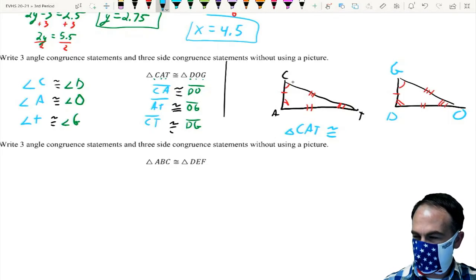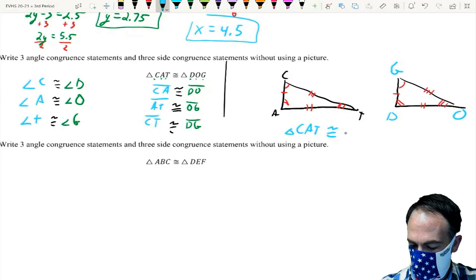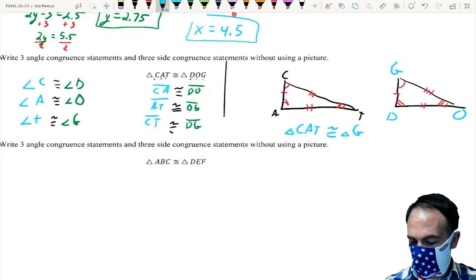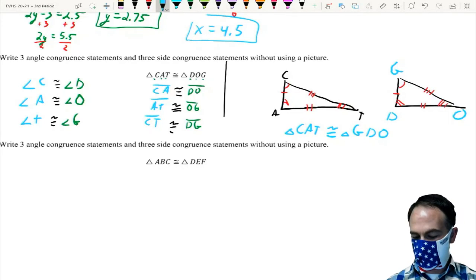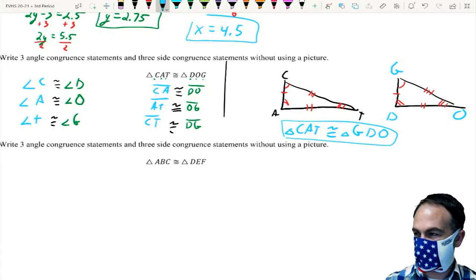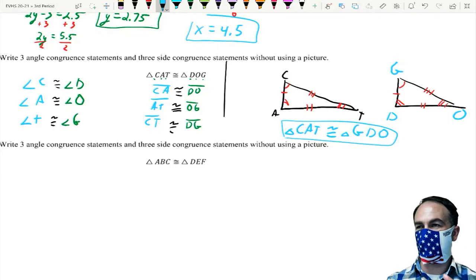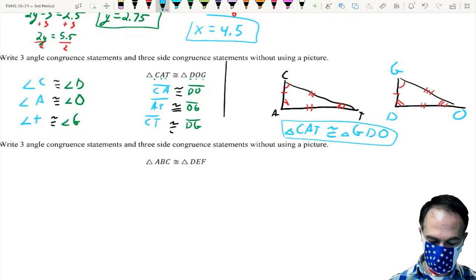So angle C is my 1 mark angle. My 1 mark angle is angle G. So here C corresponds to G, so G goes first. Here A corresponds to D, and T corresponds to O. So this would be the correct statement for this set of triangles. So don't get hooked on the idea of it's got to be a word. Okay? I'll actually purposely throw that out there sometimes to try and make sure you're paying attention.